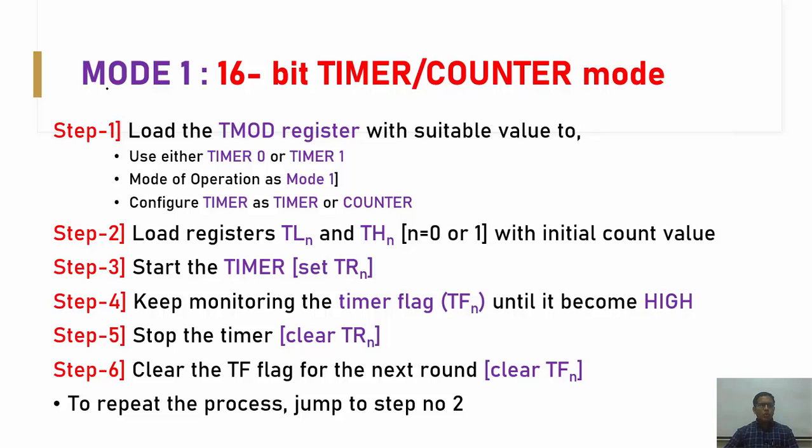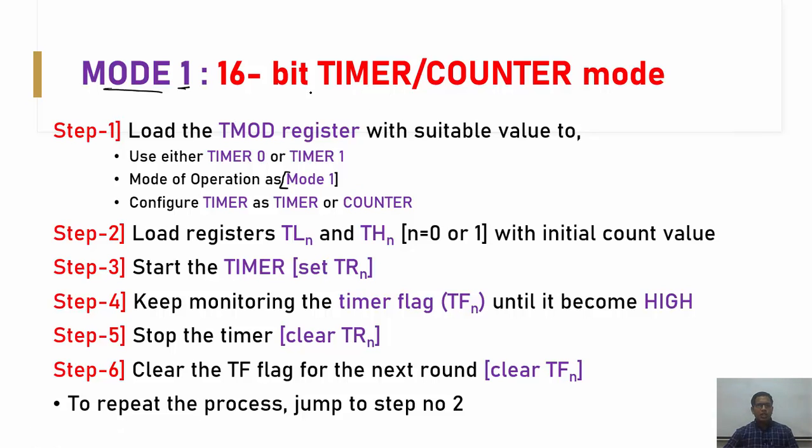These are some basic preliminary steps that we have to follow while doing timer programming. Whenever I want to program the timer in mode 1, there are 6 fixed steps that we have to follow. The timer programming is nothing but writing the program as per these steps. What is the first step? Load the TMOD register with a suitable value. What does that value indicate? It indicates whether to use timer 0 or timer 1, and the mode of operation. As we are dealing with mode 1, we have to write an instruction so that mode 1 is selected, and configure the timer as timer or counter.